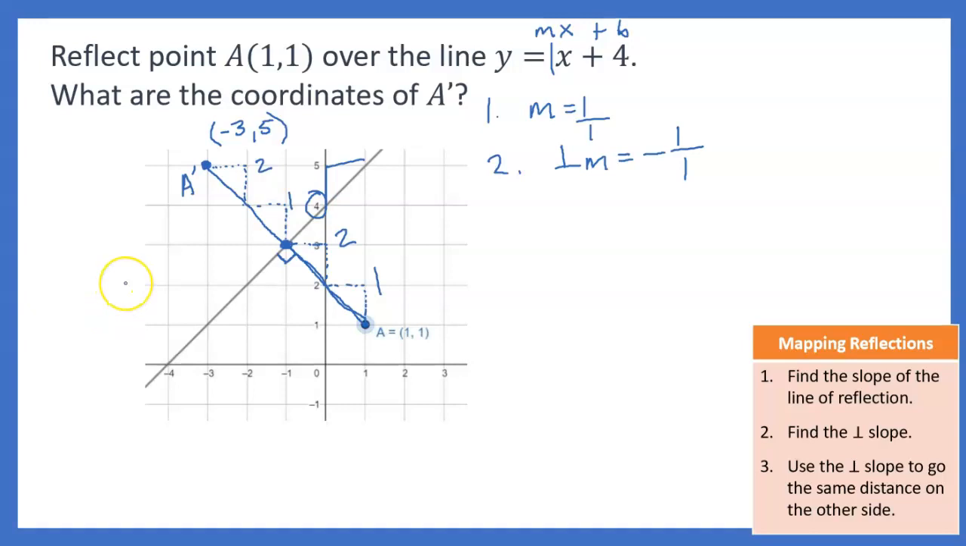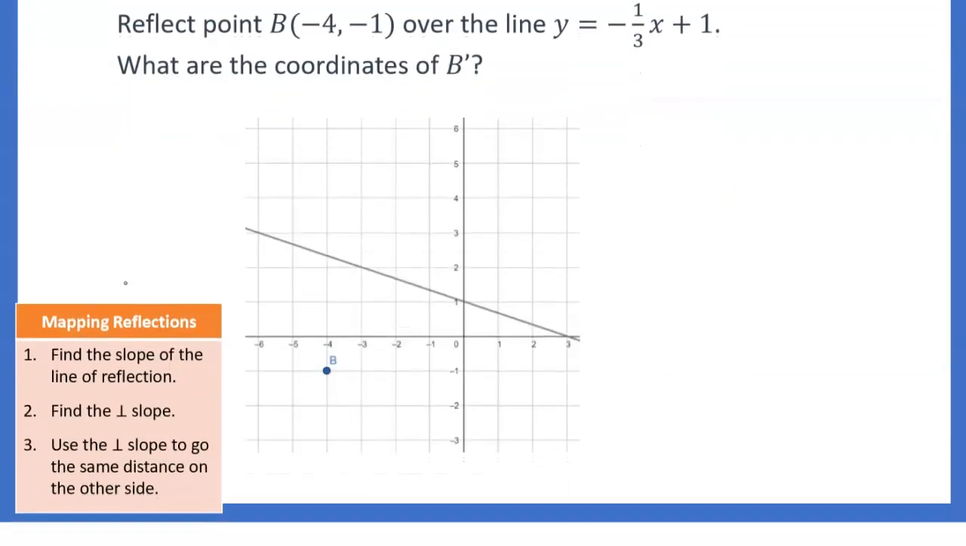Let's try another example. Here we go. Reflect point B over the line of reflection. Point B is -4, -1, down here, -4, -1. And our line of reflection is -1/3 x plus 1. So we have a y-intercept of 1, and we go down 1 over 1, 2, 3. That's a slope of -1/3.